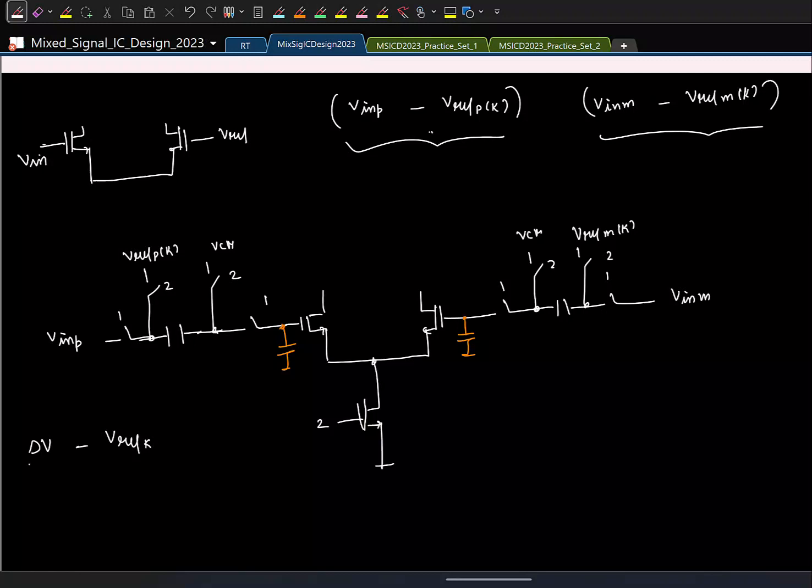So for the positive input, we'll apply half of this. For the negative input, we'll apply negative half of this. But this is only the differential one, we have to apply a common mode on top of it. So this is what should go to here and here. So you work out and see what you get. Okay.